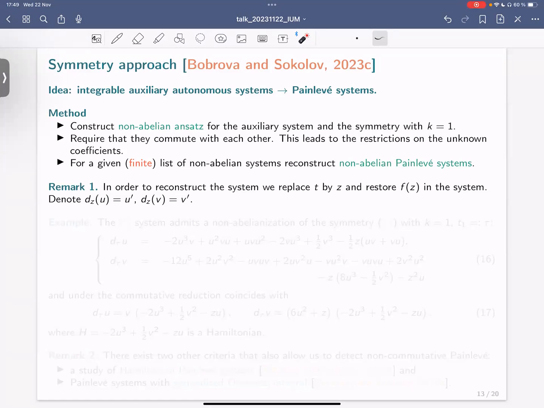Solving this system of algebraic equations for unknown coefficients, we obtain a finite list of solutions, and for a given finite list of non-Abelian systems, we reconstruct the corresponding non-Abelian Painlevé system. How to reconstruct it? We just replace t by z and restore f and z in the system. And now we denote d sub z of u as u prime, and d sub z of v as v prime.